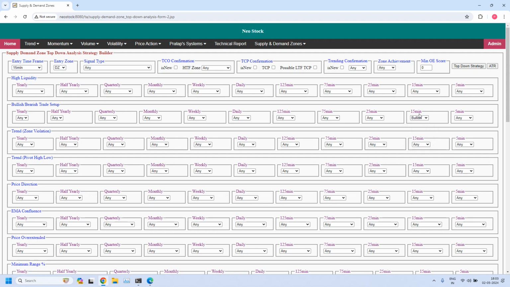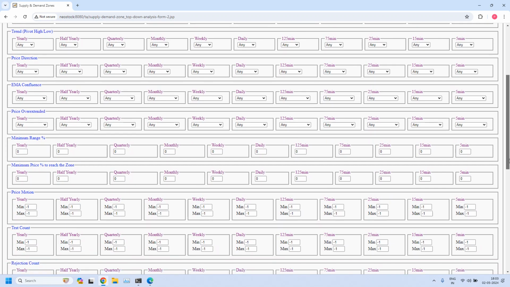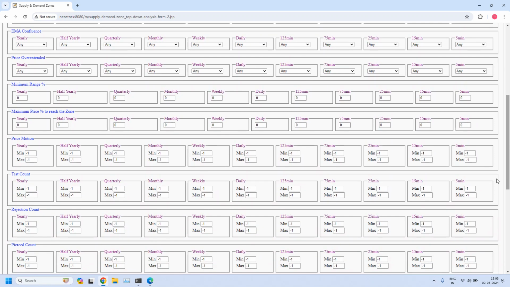And also I would like to add 3 more additional filters to filter the stocks, because we don't trade on the pierced zones. So that's why we don't want pierced zones. So we have a parameter called pierced count, the last parameter in this page. Because entry time frame is 15 minutes and our entry zone is demand zones, this filter will be applied to 15 minutes demand zone. So set the minimum value as 0, maximum value as 0. That indicates the pierced count should be 0. Pierced count 0 means the zone is not pierced.